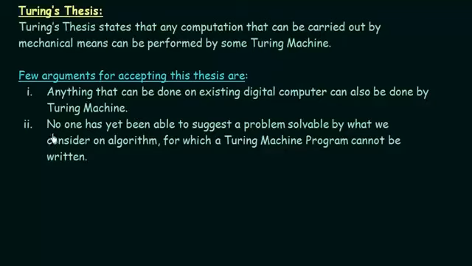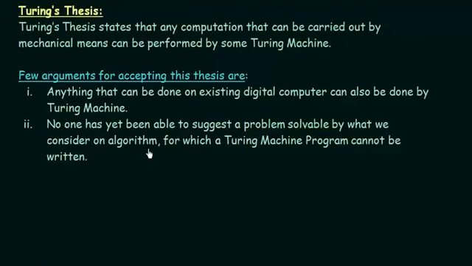And then number two, no one has yet been able to suggest a problem solvable by what we consider an algorithm for which a Turing machine program cannot be written. So this means that if you have a problem, and you are able to write an algorithm for solving that problem, then you will also be able to design a Turing machine program which can be used to solve the same problem. So till now nobody has been able to suggest any problem whose algorithm can be written but which cannot be solved by a Turing machine.